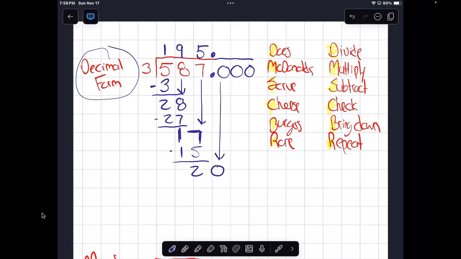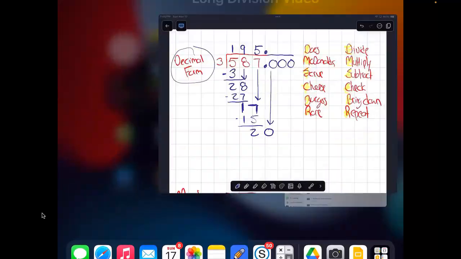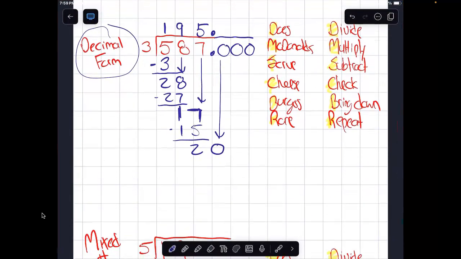I know 3 goes into 20 6 times. I'm going to put a 6 right above the 0 I brought down. 6 times 3 is 18. I subtract. I get 2. I have another 0 to bring down. 20 is my new number that I'm dividing.